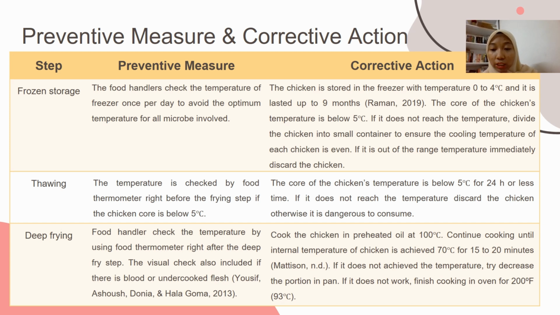If it does not achieve the temperature, try decreasing the portion in the pan. If it does not work, finish cooking in the oven at 90 degrees Celsius.